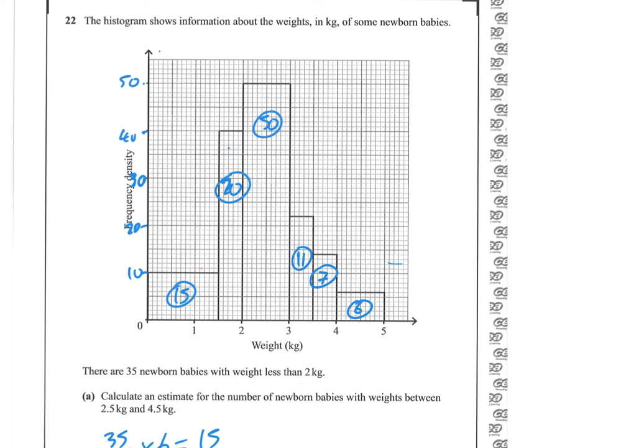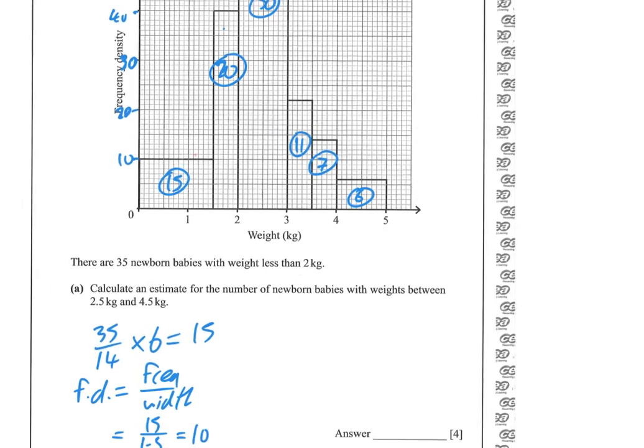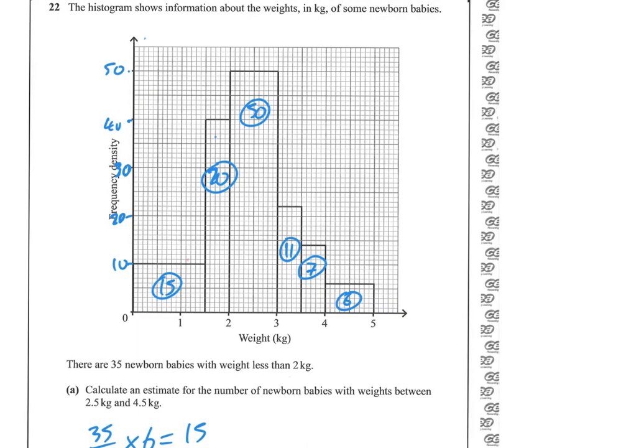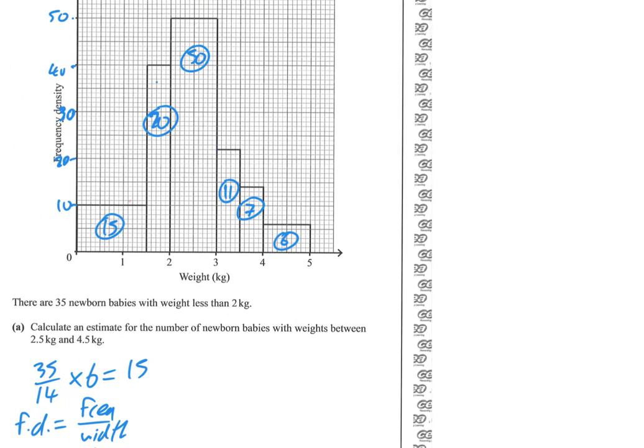So it seems like I'm doing a lot of work here. Let's go back to the question and see what they are actually asking us to do. It says, calculate an estimate for the number of newborn babies with weights between 2.5 and 4.5. So let's just piece it all together. We'll say we've got from 2.5 kilograms to 3 kilograms.